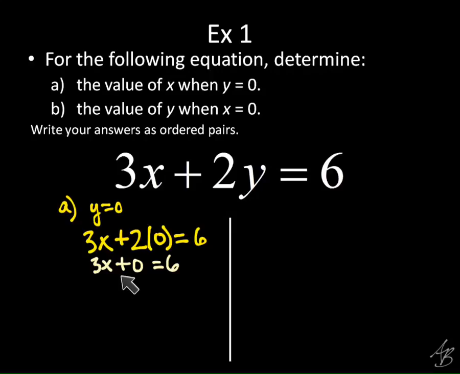And what is 3x plus 0? It's just 3x, right? That plus 0 doesn't do anything, so this is really just 3x equals 6. The first thing I want to point out is we're going to use the 0 a lot because it makes things really simple for us. 0 times anything is 0. 0 plus anything is... the same thing, right? It doesn't change anything. So by using 0, it's going to make things really easy for us.